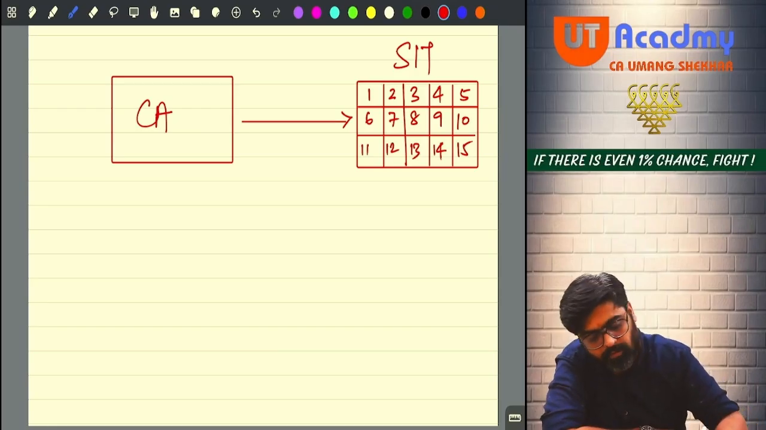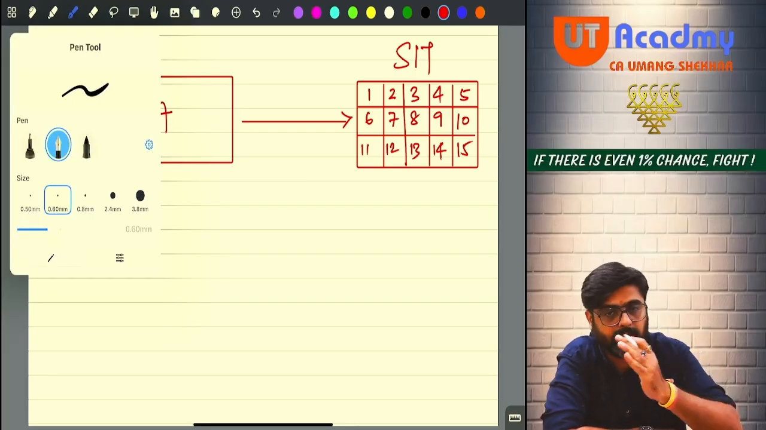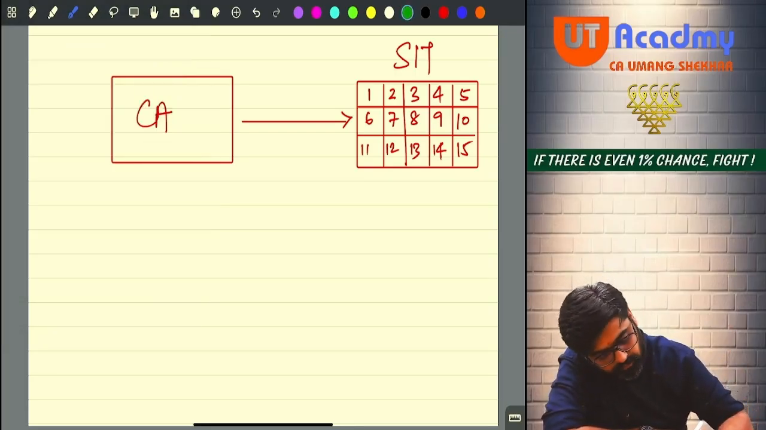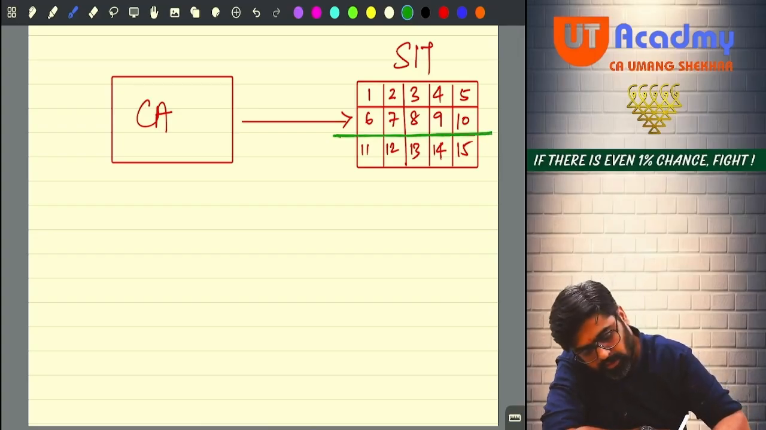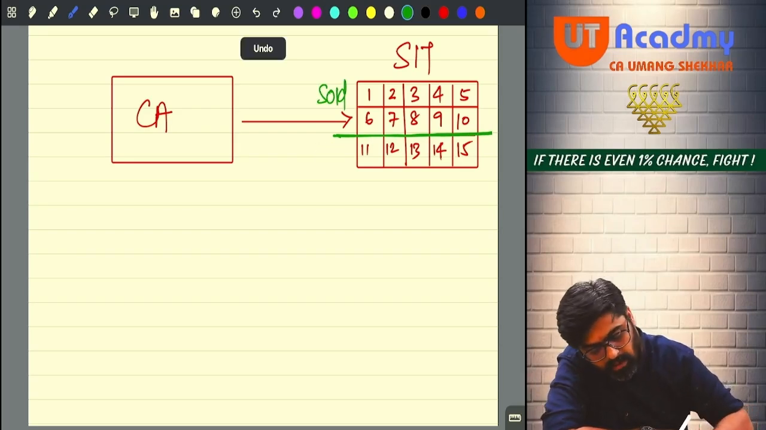Okay. How many flats am I selling, guys? All 15. Entire land sold as stock in trade? No. Out of this, I am selling only this much. So this is sold, and this is still my stock in trade, still unsold.